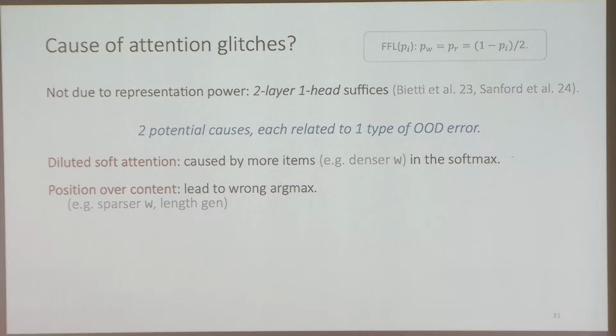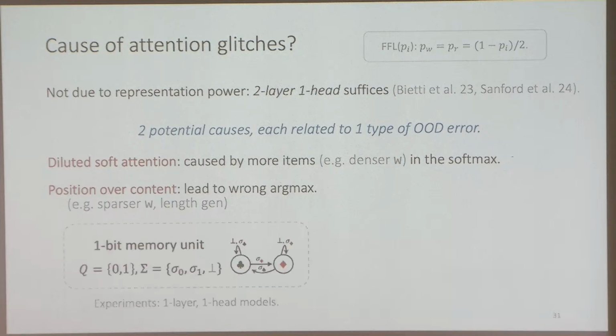To show you that this happens, one example is that if we train on a very simple memory unit, then here's the attention map for it. This is a very sparse sequence where the write only happened at the very beginning of the sequence. We can see that the model will correctly attend to the beginning of the sequence for a very long time until the very end, where the position starts to dominate. Okay, so these are 2 errors.